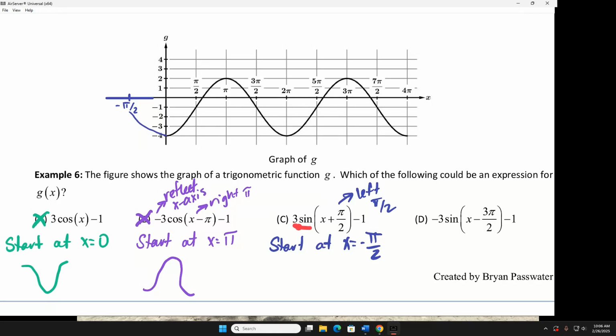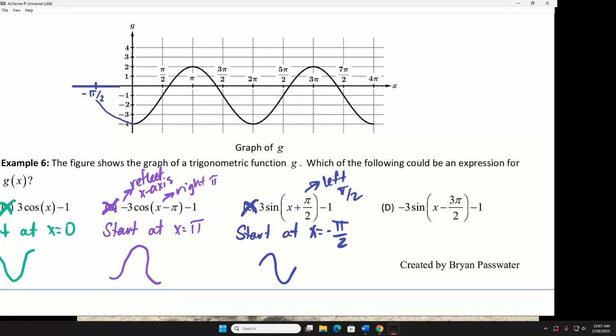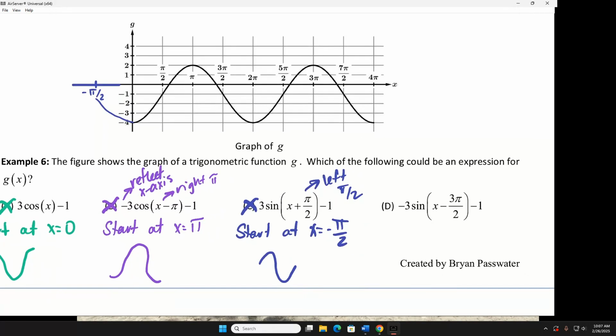Okay, now don't forget to check to see what type of function it is. So this was sine. So starting at negative pi over 2, it should look like the sine graph, the right side up sine graph. So does it? Oh, sorry. No. All right, so hopefully this last one works.